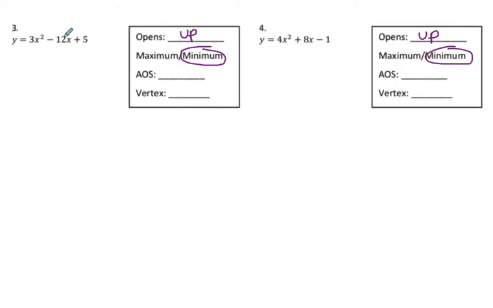All right, we have number 3 opens up as a minimum, and then we need to find the axis of symmetry, opposite of b over 2a. So the opposite of -12 is +12. And then 2, replace a with 3. 12 divided by 6 is 2. So my axis of symmetry is x equals 2.